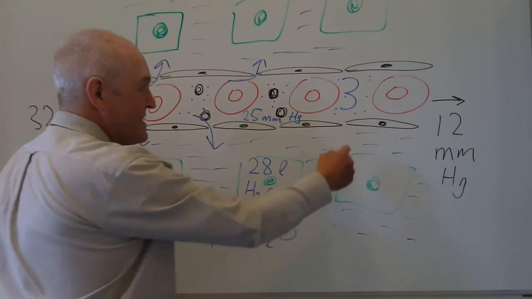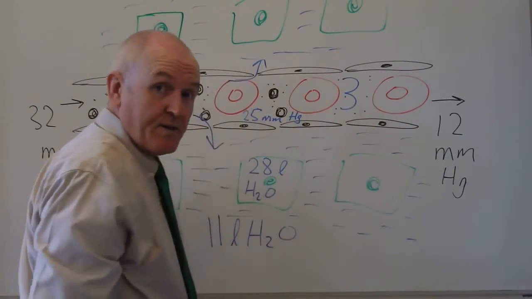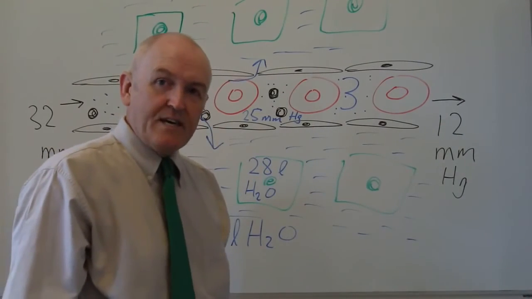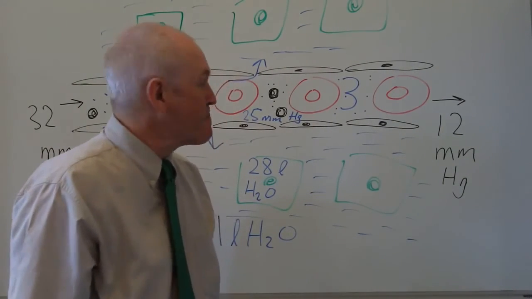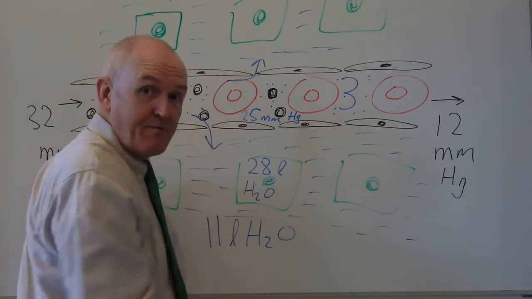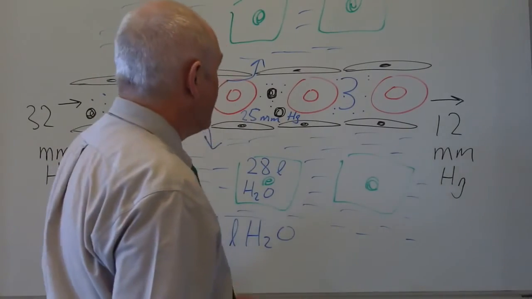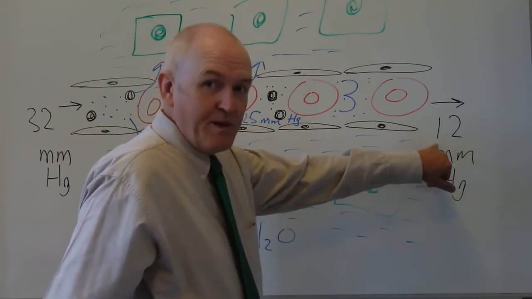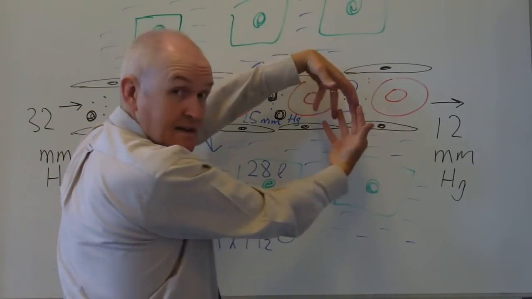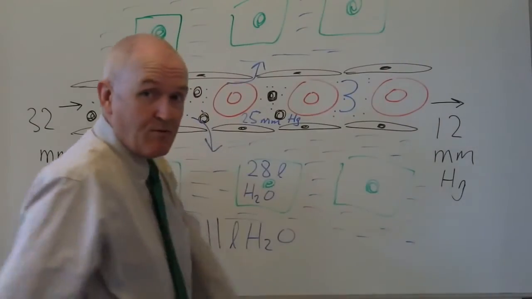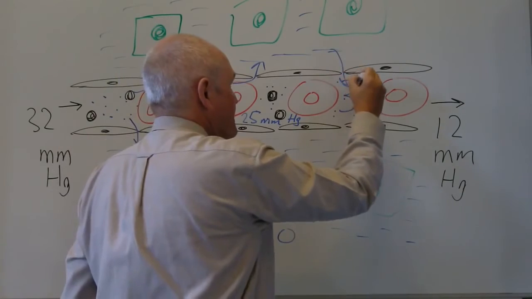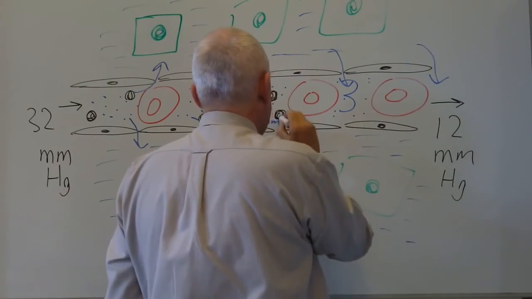But by the time we get to the venous end of the capillary, the hydrostatic pressure is lower, down to about 12 millimeters of mercury. What we see now is that the osmotic pressure at 25 millimeters of mercury is greater than the hydrostatic pressure at 12 millimeters of mercury. This means there's more osmotic pressure sucking back in than there is hydrostatic pressure pushing out, and this means that the tissue fluid will be reabsorbed at the venous end of the capillary.